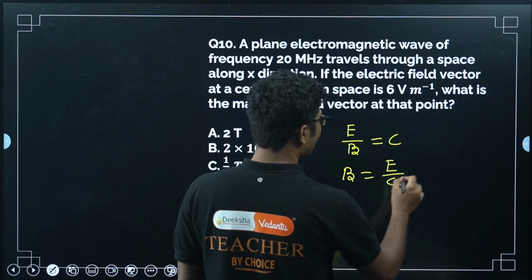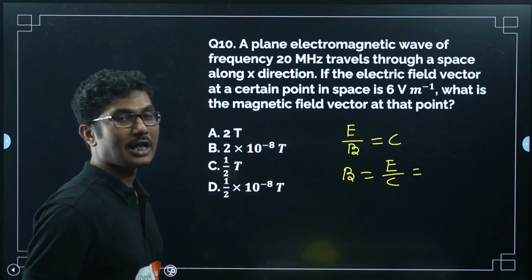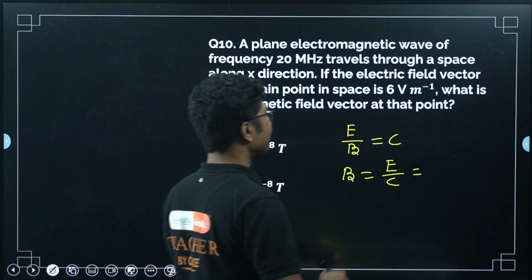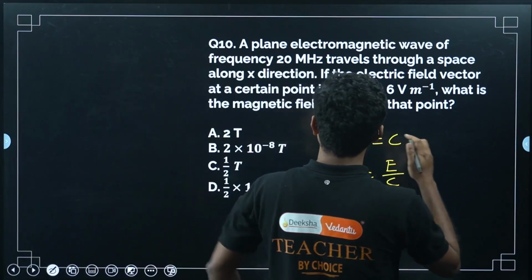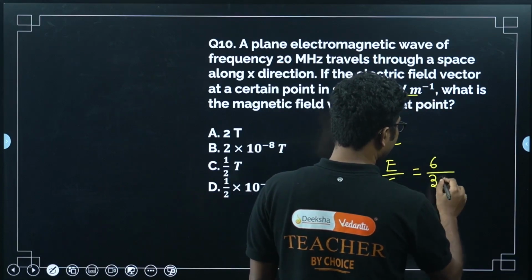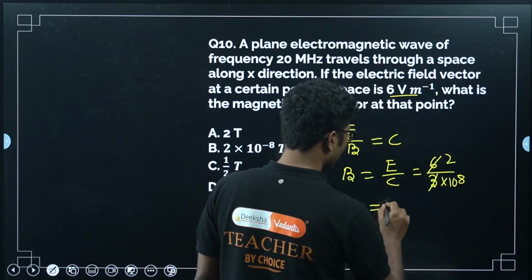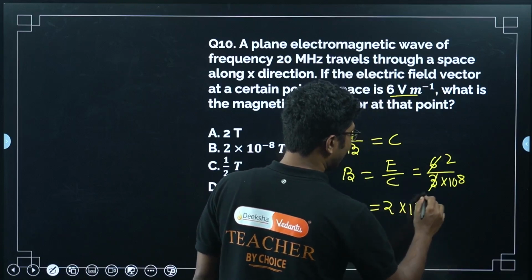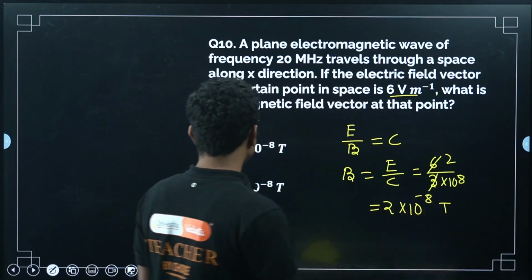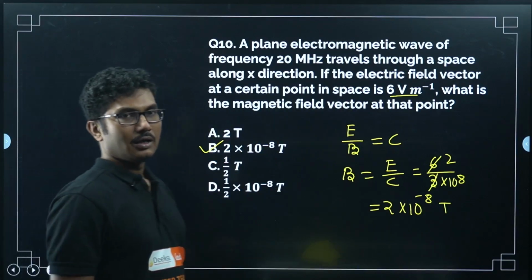So this is a very common formula. I have seen that 3 or 4 times in the last 10 years, questions based on this formula came, right? So the electric field is given, 6 divided by 3 times 10 to the power of 8. So it cancels, it will be 2 times 10 to the power of minus 8 Tesla. So 2 times 10 to the power of minus 8 Tesla.